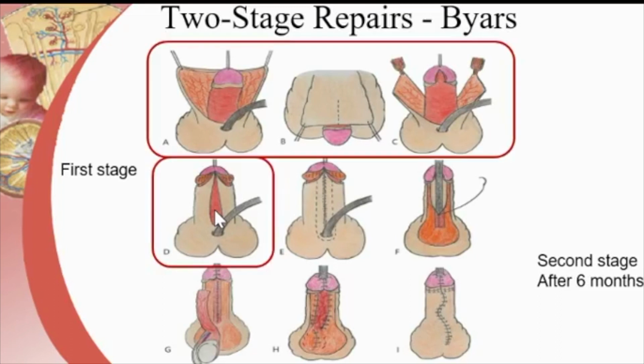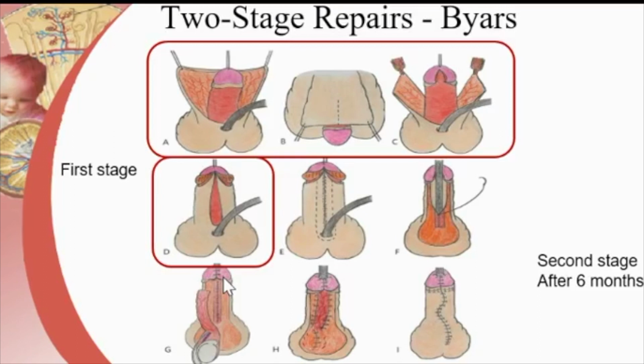So that is the first stage of the Byars' flap repair, and then you leave it like that to heal for 6 months, and then you have to warn the parents that this patient will still be hypospadiac. After 6 months to 1 year you go back, make a U-shaped incision, make a tube out of it, and then this time you can provide a tunica vaginalis flap and cover the hypospadias repair. So that is a Byars' flap.